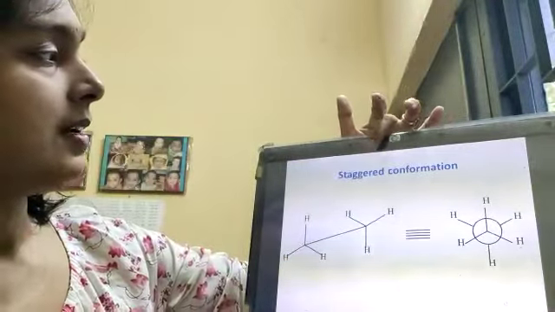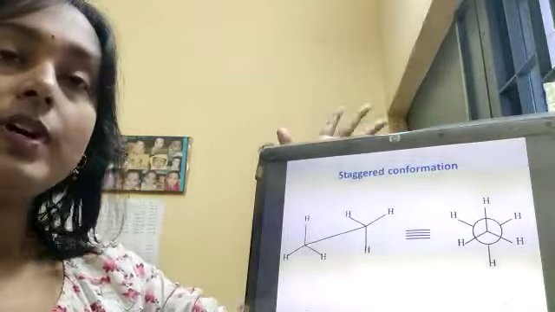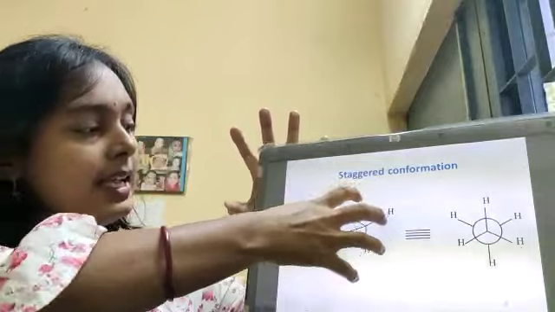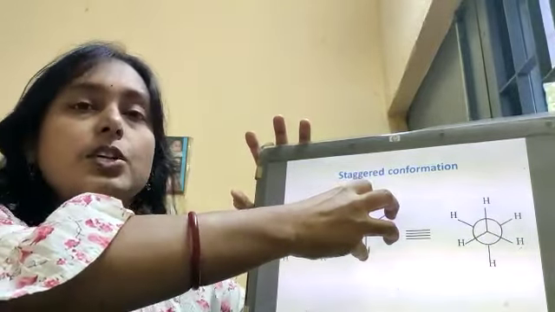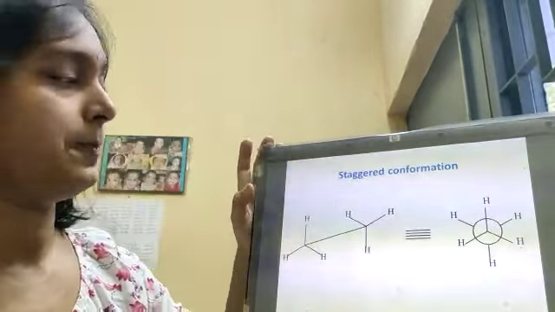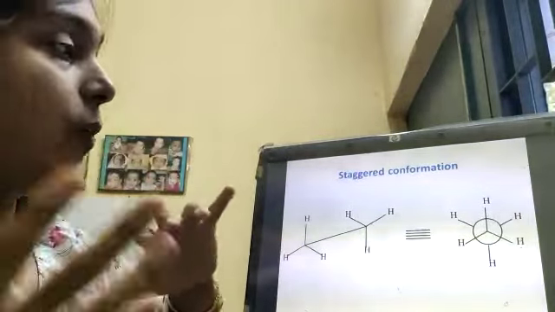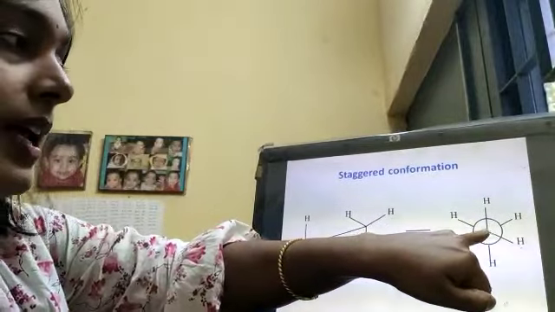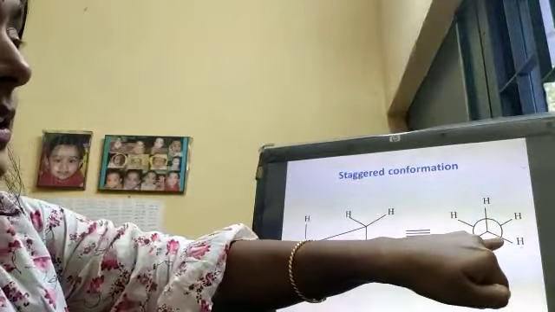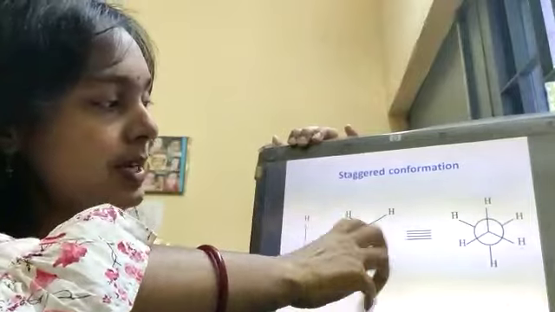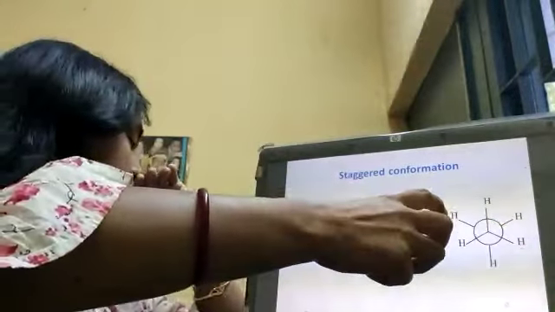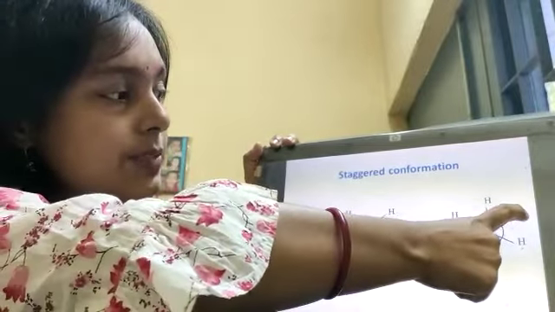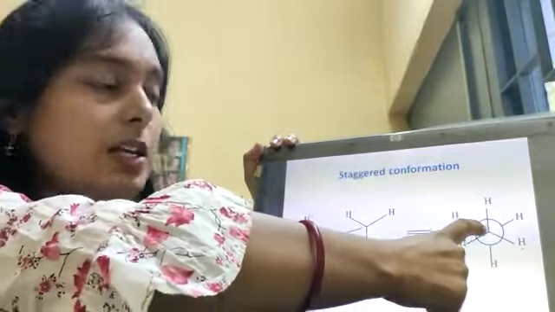Our next is the staggered conformation. The last one is our eclipsed conformation. It is our staggered conformation, as again these three groups and these three groups are as far away as possible. Again, this front carbon is the dotted one, and the dot carbon is linked with three hydrogens. The back carbon is with the bigger circle, which is linked with again three hydrogens. So there are three hydrogens with the bigger circle, which is the back carbon.